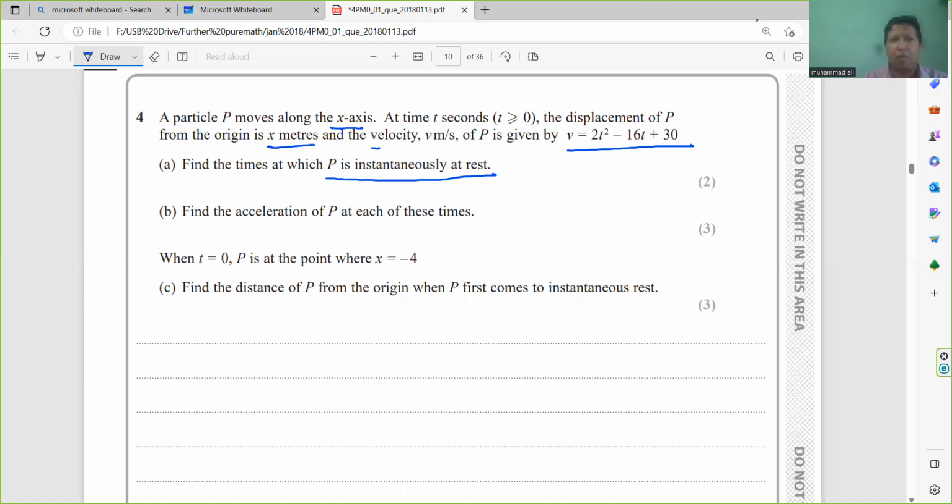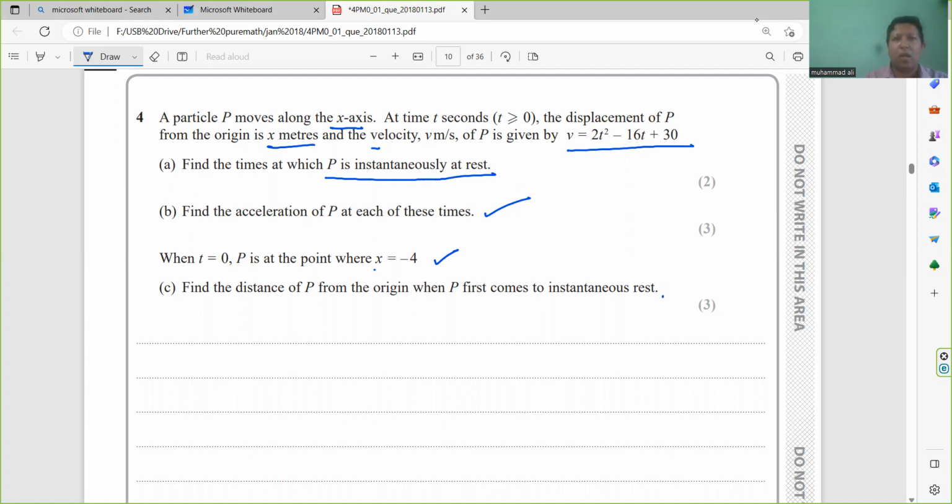B: Find the acceleration of P at each of these times. When t equals 0, P is at the point where x equals minus 4. Here, displacement when time is 0 is x equals minus 4. C: Find the distance of P from the origin when P first comes to instantaneous rest.